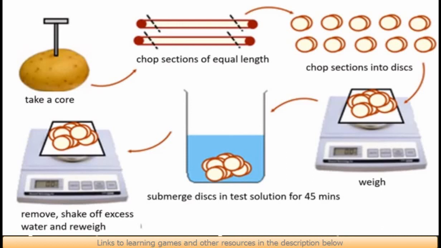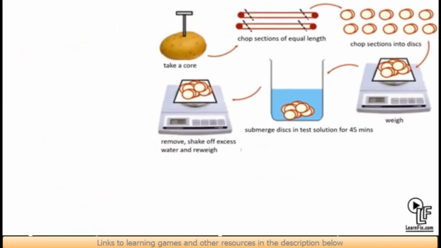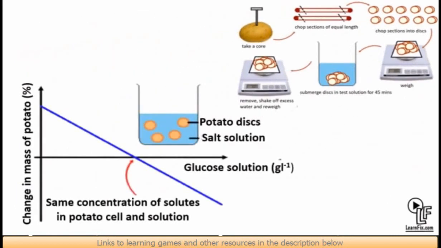Now if you draw a graph of that effect, plotting the concentration of the solution against the percentage weight change of the potato, you can find a concentration somewhere on the graph where the potato just stays the same. Doesn't lose, doesn't gain water, stays exactly the same. Now at that point, the concentration of solutes inside and outside the potato cell is going to be the same.